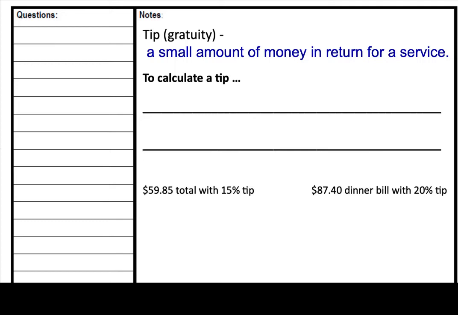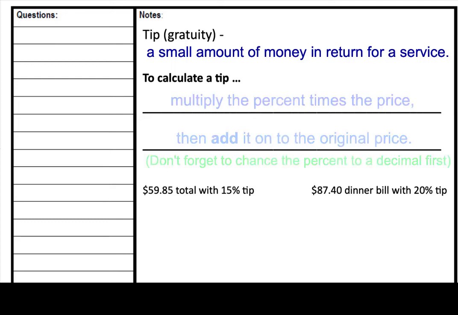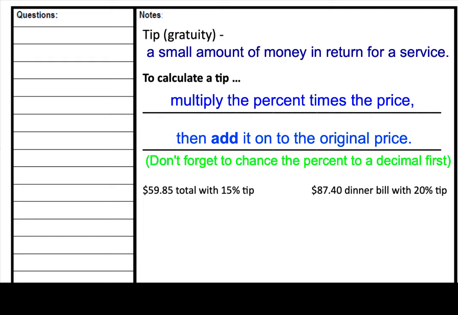To calculate a tip is just like calculating sales tax from earlier this week. You multiply the percent times the price, then add it to your original price. Again, don't forget to change the percent to a decimal first. Now, the nice part about a tip is usually it's a nice whole percentage. It's not going to be 6.25%. It's going to be 15% or 20%. But the same idea. Change your percent to a decimal, so 0.15, and multiply it times your price.